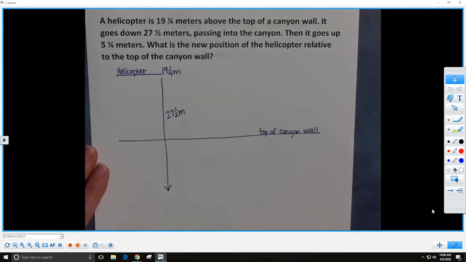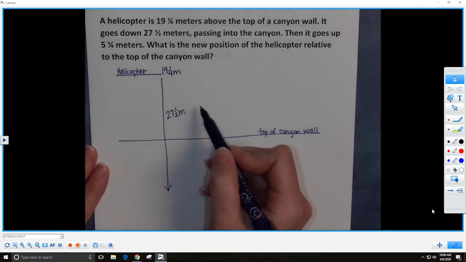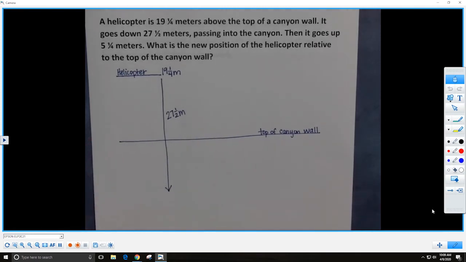Okay, are we finished? Right, then the helicopter goes up 5 1/4 meters. Now, if it goes back up 5 1/4 meters, is it going to be back level with the top of the canyon wall, or above the canyon wall? Where's it going to end up?